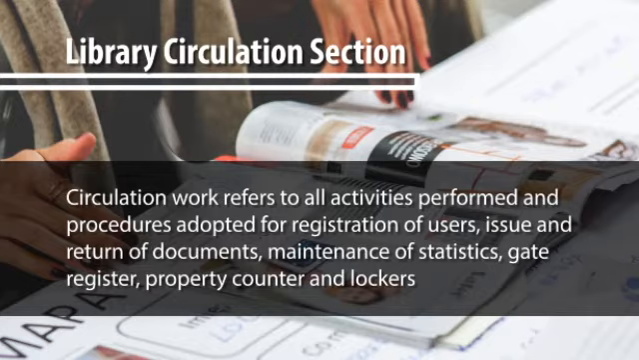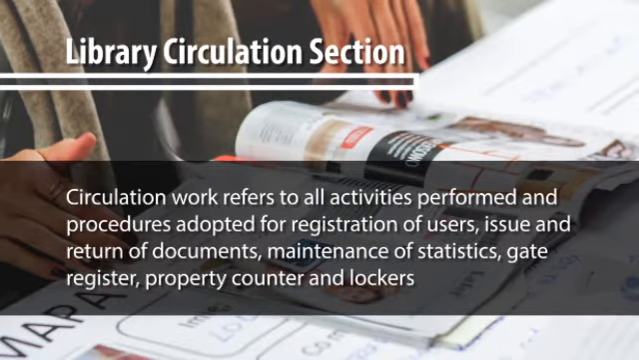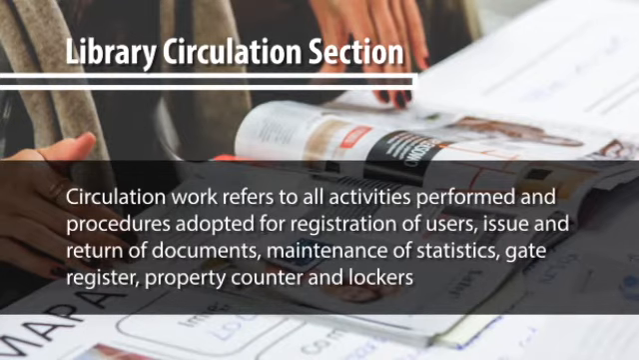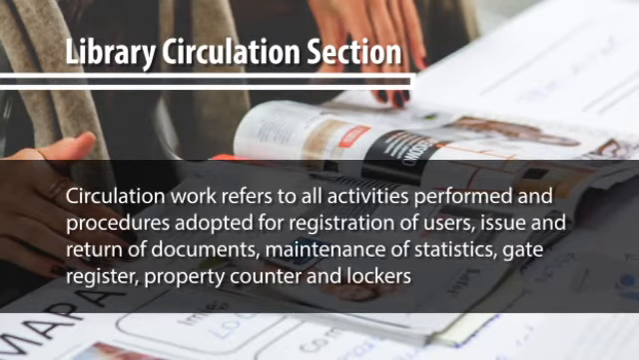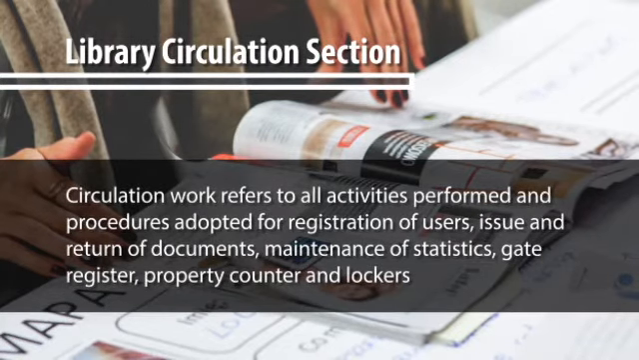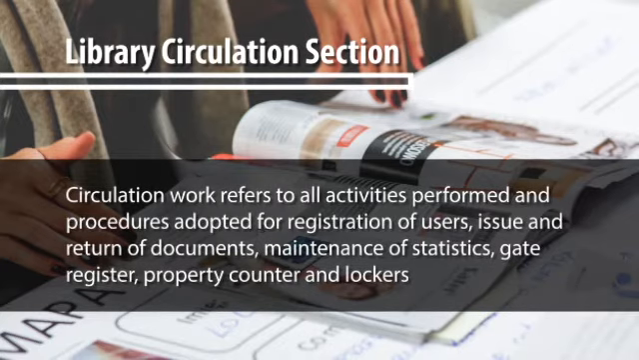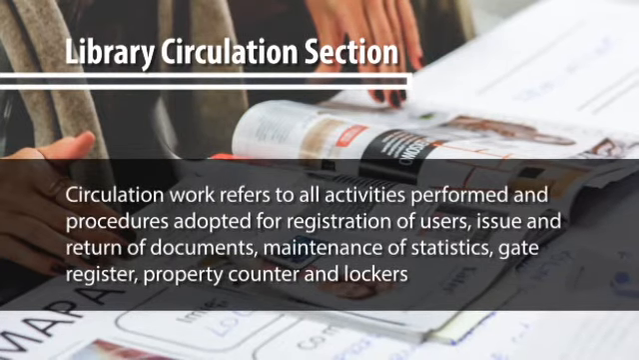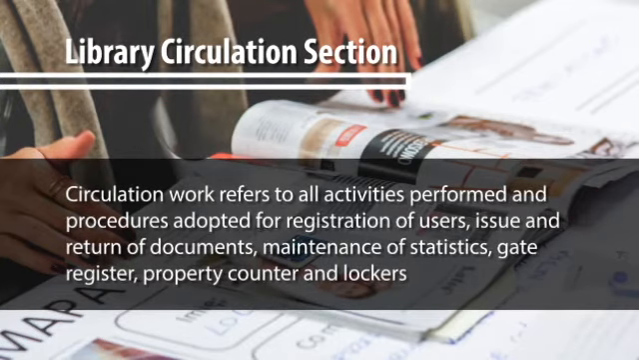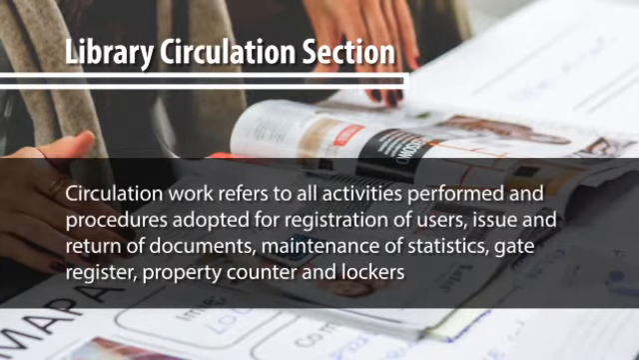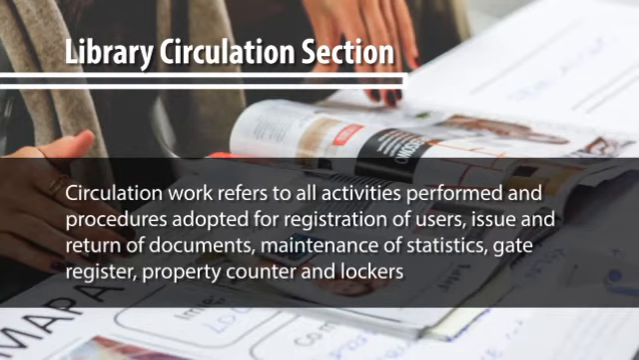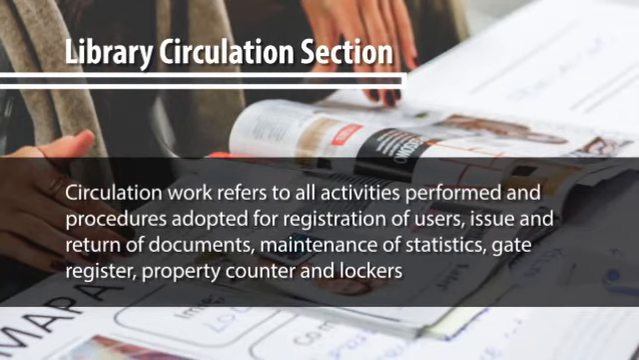Then property counters are there, where the bags and other things are kept. When the user enters the library, bags and other materials are not allowed inside, so they are to be put at the property counters. In fact, the circulation section also deals with the lockers, where locker services are given. For example, for the researchers, lockers are provided where they can put their material.